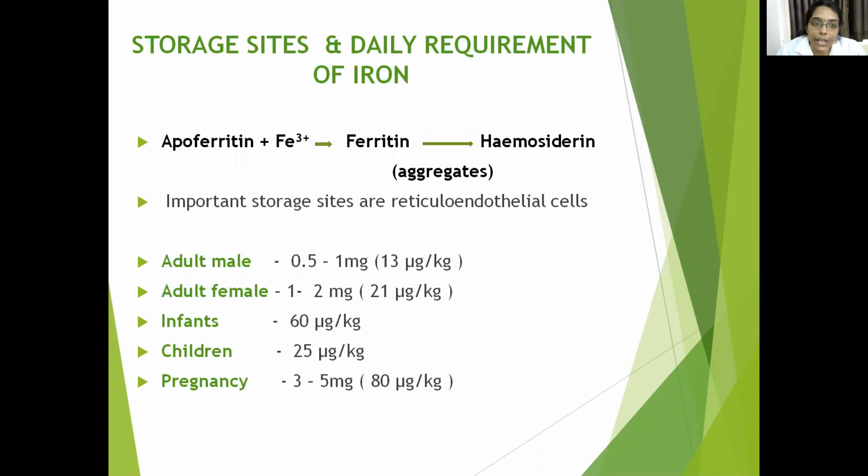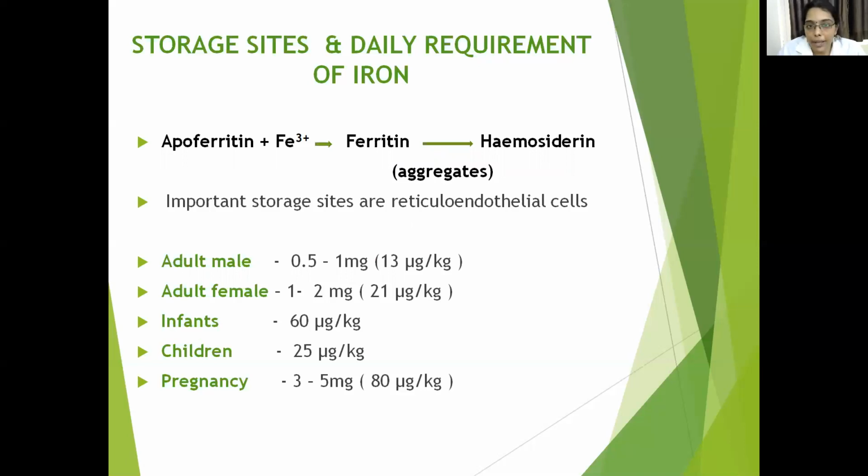Storage sites and daily requirement of iron. Most of the iron in the body is stored in the ferric form in combination with a large protein called apoferritin, resulting in the formation of ferritin. This is the storage form of iron in the body. The important storage sites are reticuloendothelial cells, and apart from this, iron is also an important component of different cellular enzymes in the body.